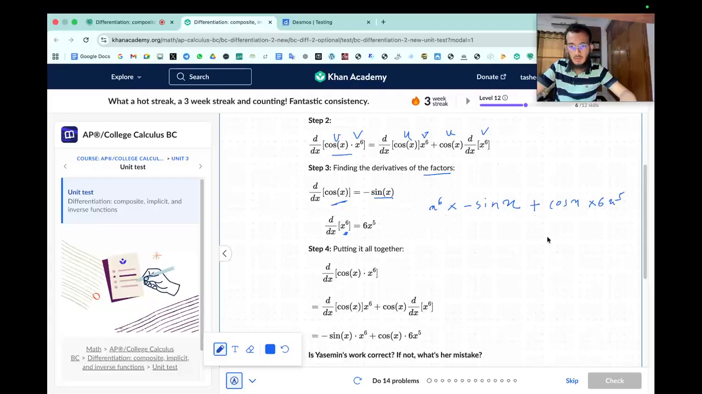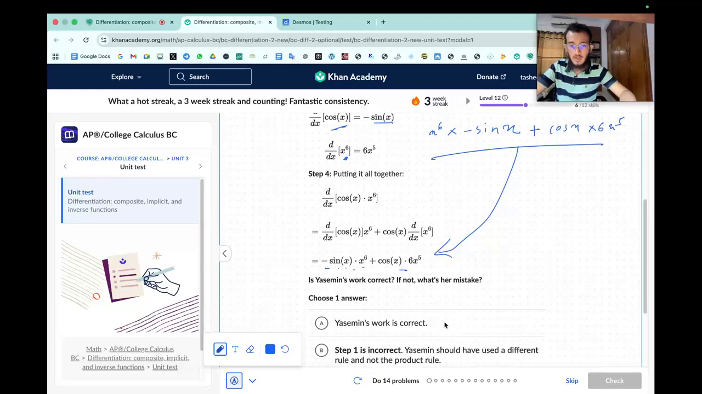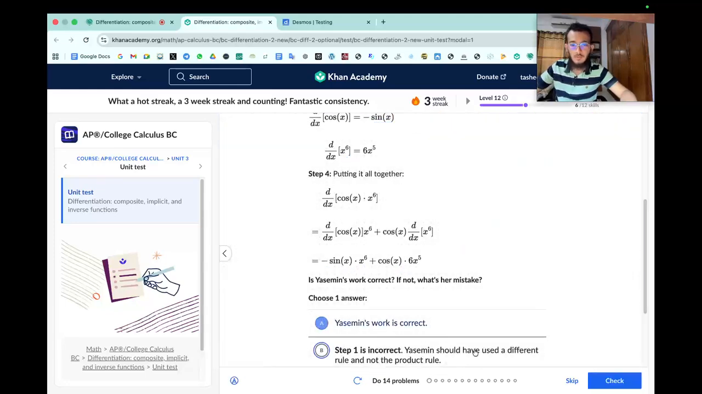Now what they have got, 6x to the power 5 times cos x, negative sine x times x to the power 6. And our working matches with the correct answer. Yes, she's correct.